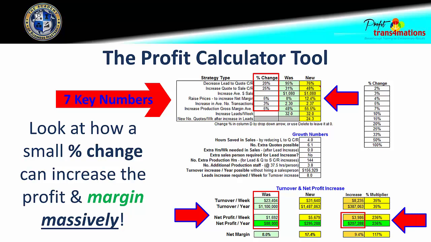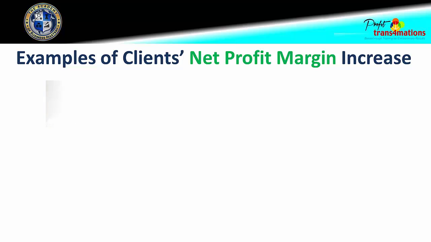Look at the increase in this example where the turnover increased from $1,100,000 with a net profit to a turnover of 1.4 and the net profit increased to $295, a $207,000 increase in the net profit. Now this isn't an overinflated example. This is exactly the type of things that our clients are achieving and often a lot higher than what we're showing here. Here's some examples.